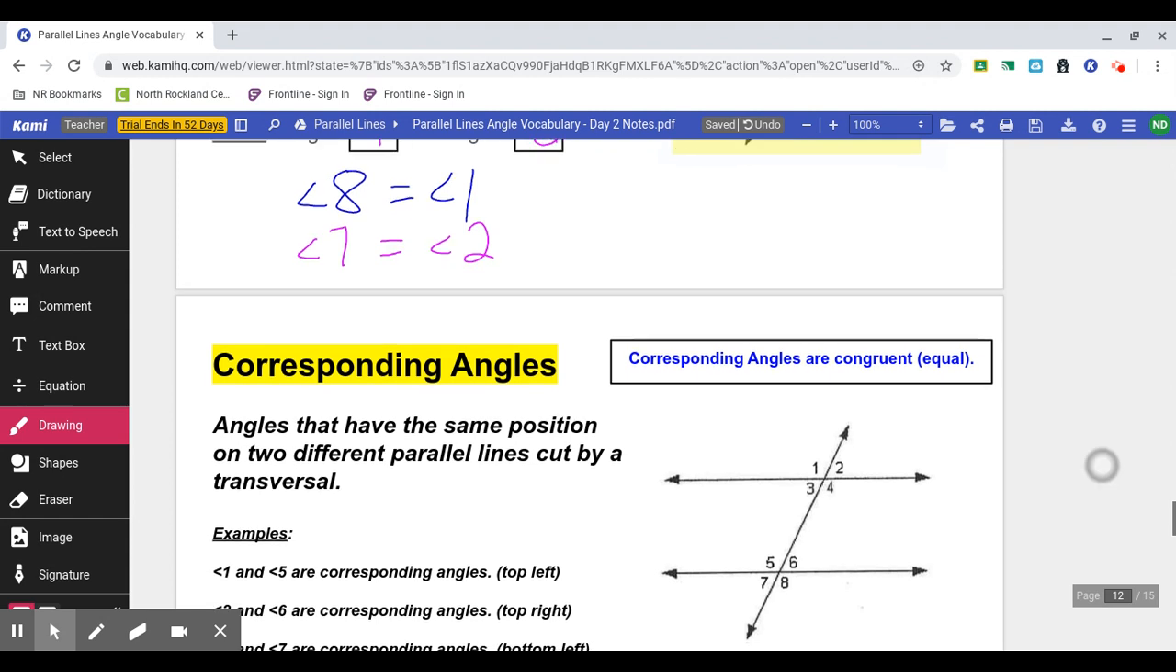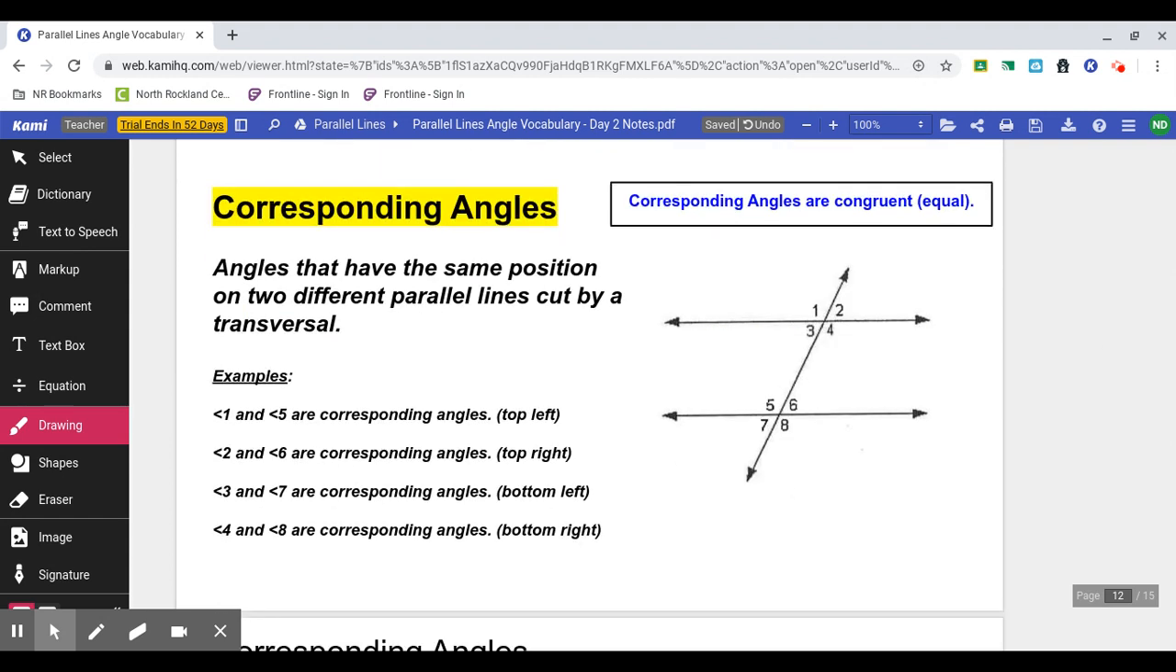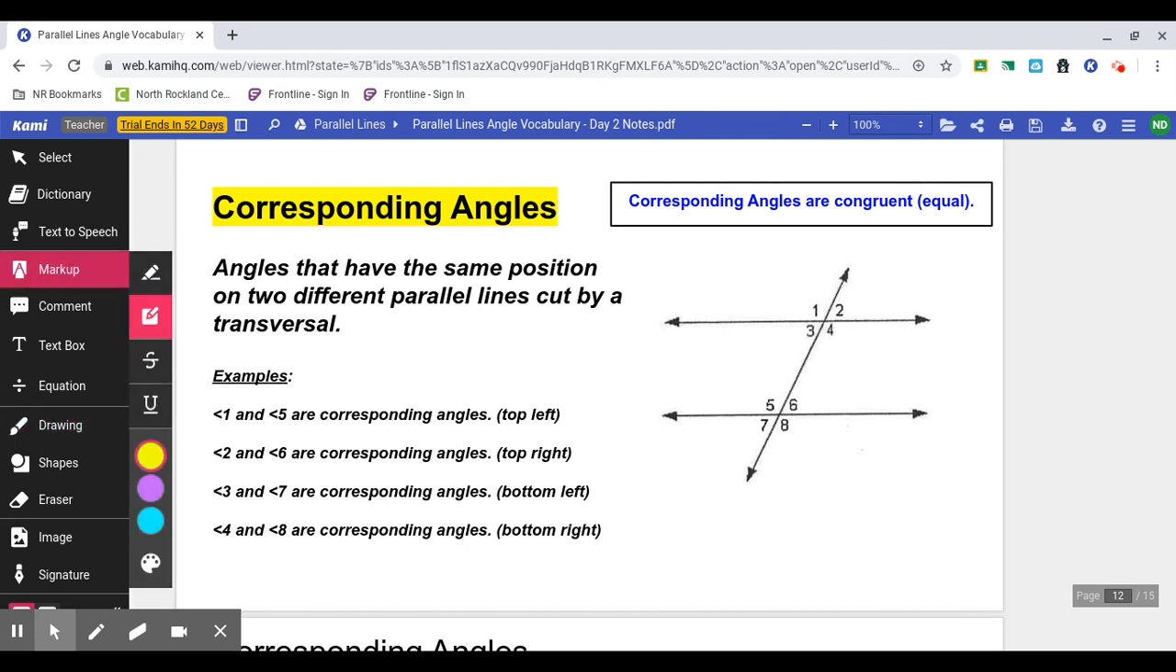Okay. And last vocabulary word is corresponding angles. So corresponding angles has to deal with the position where the angles are on these parallel lines. So corresponding angles have the same position on two different parallel lines that are cut by a transversal. What we need to know, very important, is that corresponding angles are also congruent or equal to each other. Okay, so we want to look at the first parallel line and identify our corresponding angles.